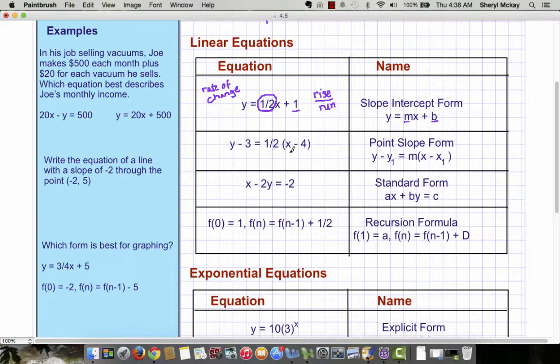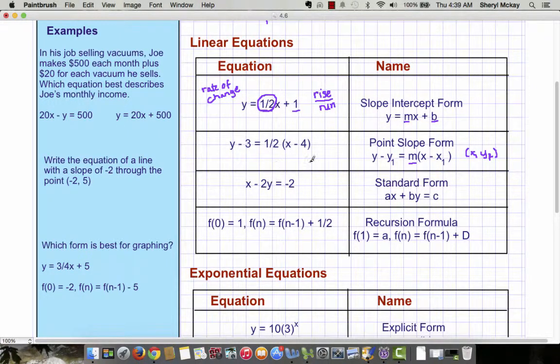But really, you would use the point-slope form more when you were given a point. The point-slope form says y minus y1 equals m times x minus x1, where x1 and y1 are the coordinates of a point. So if you're given a point and the slope, then you can write an equation using the point-slope form.